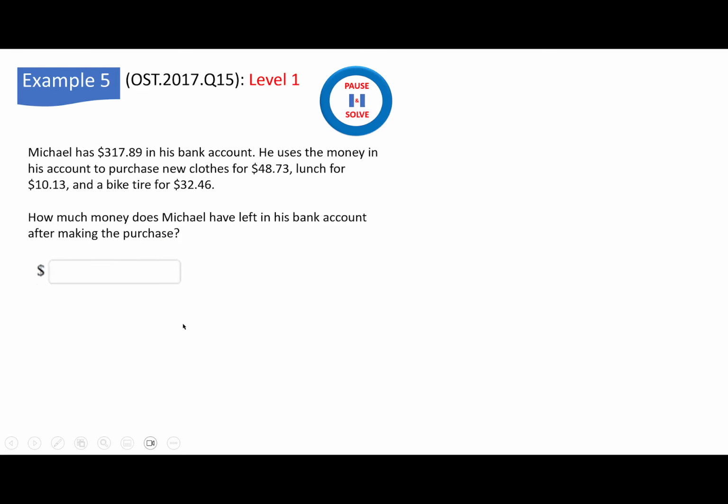Example 5. Michael has $370.89 in his bank account. He uses the money in his account to purchase new clothes for $48.73, lunch for $10.13, and a bike tire for $32.46. How much money does Michael have left in his bank account after making the purchase? This is a really simple question. Again, you shouldn't miss a question like that. So you total how much you spend and subtract it from how much you started with, and you get what is left over.